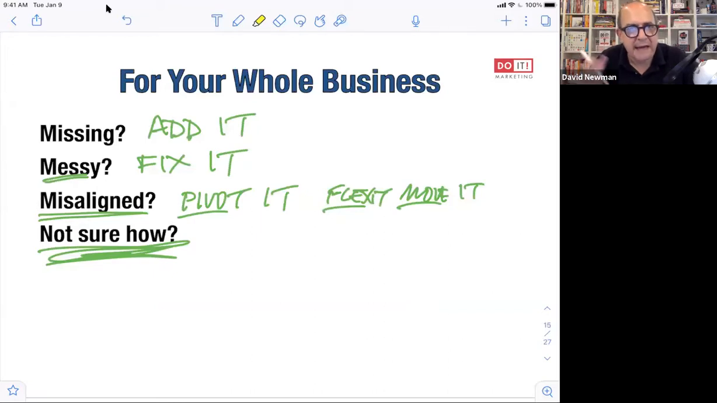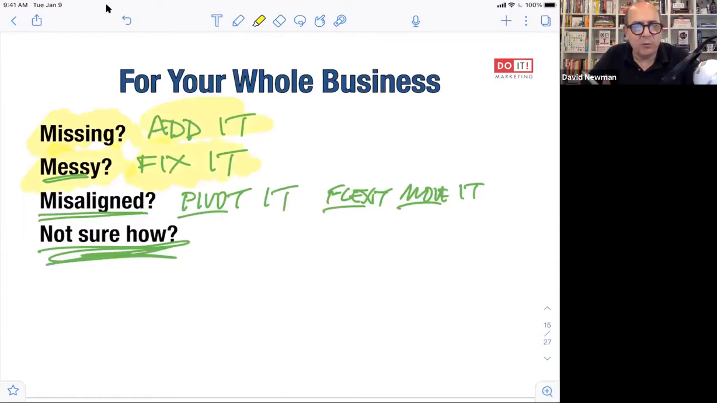If you're looking at gaps around one of your accelerators or multiple accelerators, it's very easy for me to sit here and say, hey, you know what? Something is missing. Go ahead and add it. Well, how do you know you're adding the right thing? How do you know you're adding it the right way? Is something messy? Well, Newman says, hey, tell you what, go ahead and fix it.